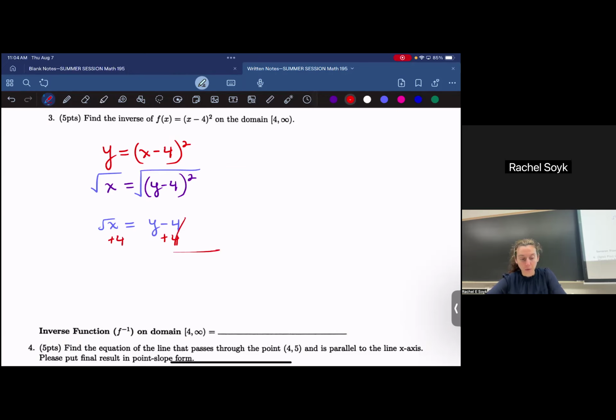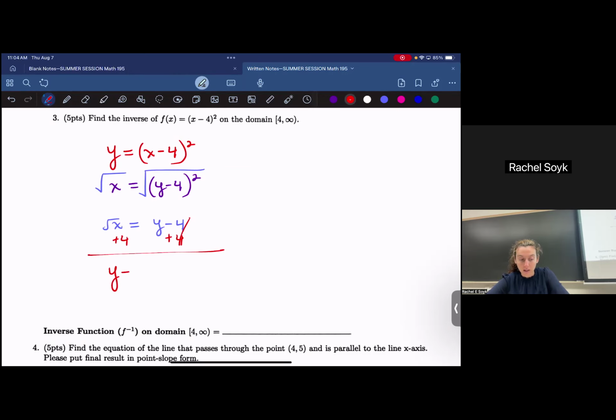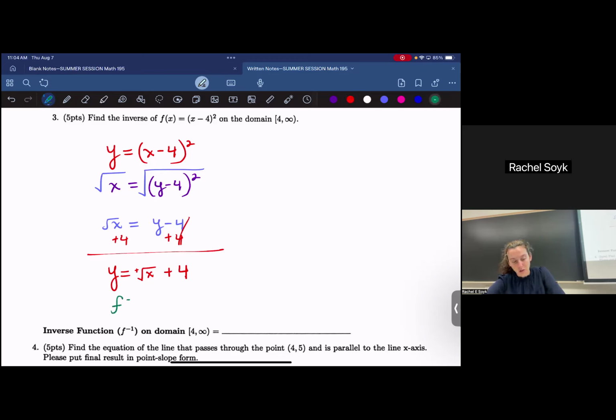Some people put the 4 underneath the square root. That is not true. Really honing in on that positive value of the square root of x. And then we don't want to forget that we need to make sure that it's in proper inverse function notation. And that's it. We're done.